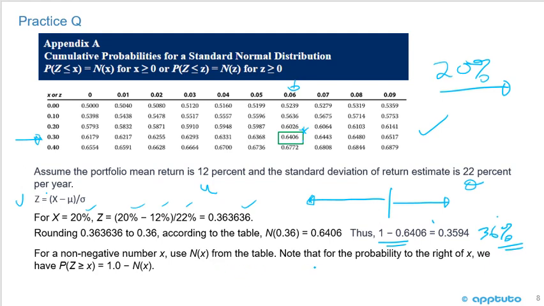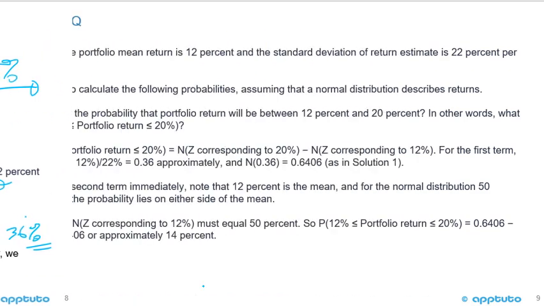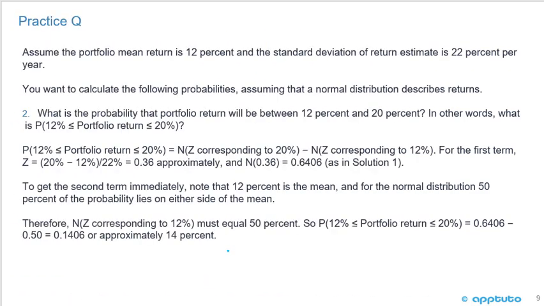So just note that for the probability to the right of x, we have to have 1 minus the N of x. And that was the key point. So that takes you through the first part of it with the table. Shouldn't be too much difficulty with that now. Now we're getting into the second part of the question.